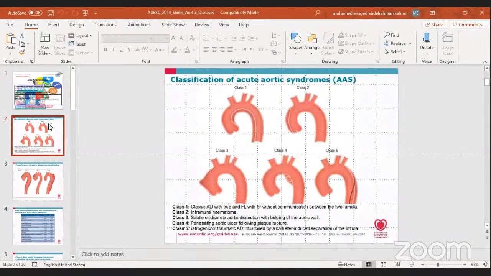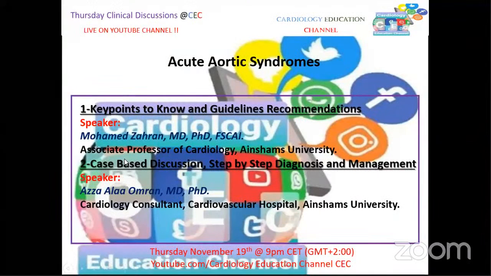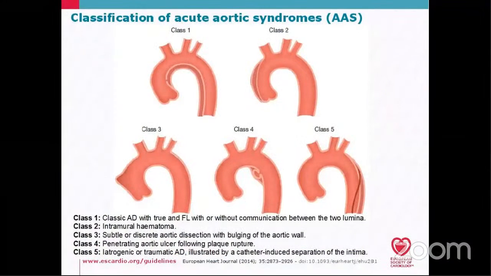So most of the data for this lecture is from the last update of the acute aortic syndromes guidelines, which was published by the European Society of Cardiology in 2014. This is the classification of the acute aortic syndromes. As you can see, you have 5 classes: class 1, class 2, class 3, class 4, and class 5. Class 1 is the classic aortic dissection, where you have a true lumen and a false lumen that are not communicating together. You have a total separation of the aorta into a true lumen and a false lumen.